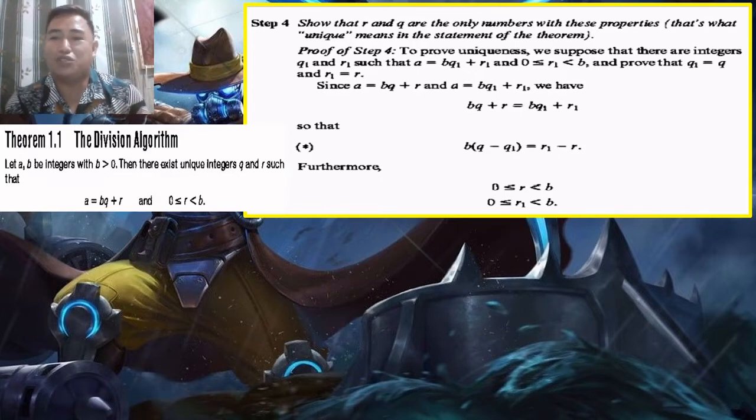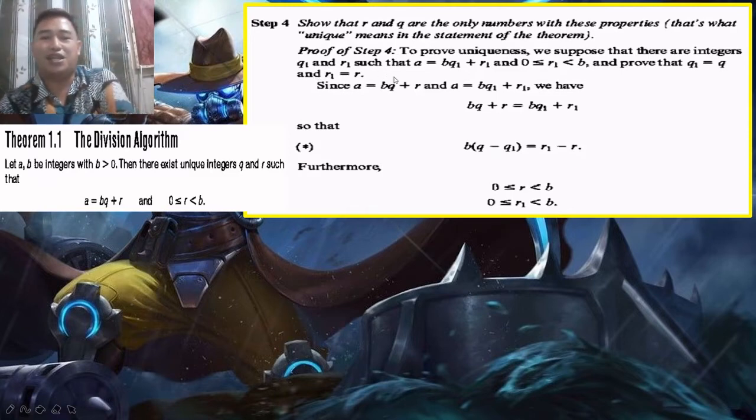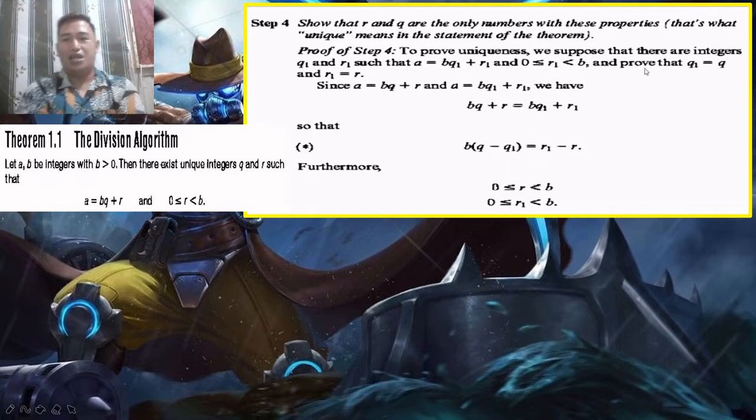So we suppose there are integers q1 and r1, and we will show that q1 equals q and r1 equals r, such that a is equal to b times q1 plus r1 and 0 is less than or equal to r1 less than b. And prove that q1 equals q and r1 equals r.